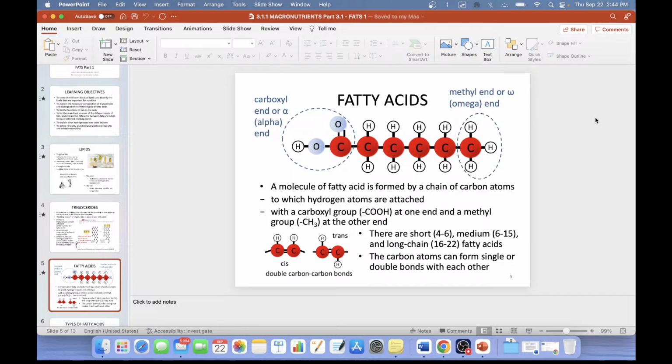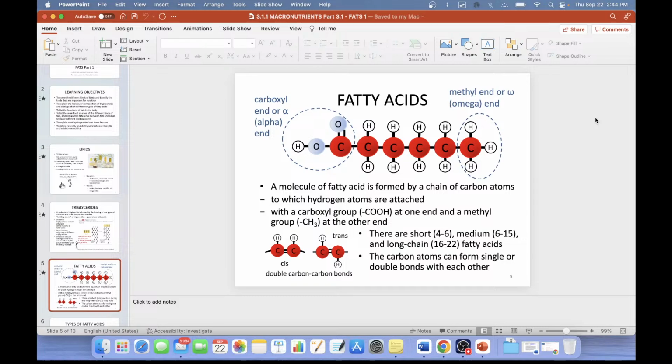That is, one is a carbon atom attached to 2 oxygen atoms, one with a double bond and the other with a single bond, and then the oxygen atom attached to one final hydrogen atom. The methyl end is the final carbon atom on the other end attached to 3 hydrogen atoms. Right? So, fatty acids can be of short, medium, or long chain. There are short chain fatty acids, medium chain fatty acids, and long chain fatty acids.